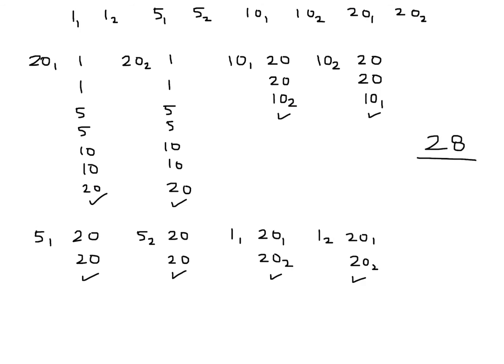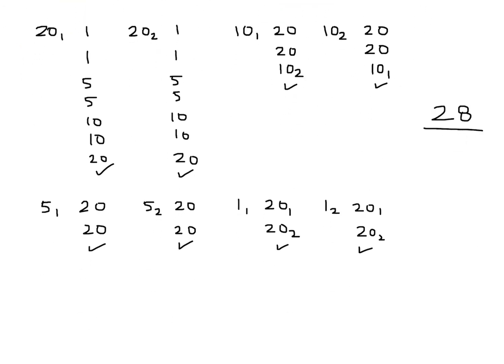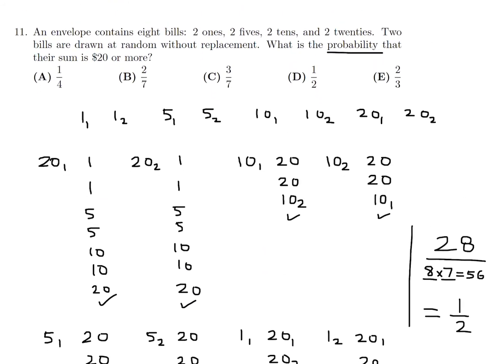Now it's a probability question, right? So 28 is my numerator. My denominator is the total number of ways. I've got to choose 2 bills out of 8. For the first bill, I've got 8 possible choices. For the second bill, I've got 7 possible choices. So that's 56 because I multiply them. So 28 over 56 is my probability. And in lowest terms, that's 1/2, right? So 1/2 is the answer for 11, and that is D.